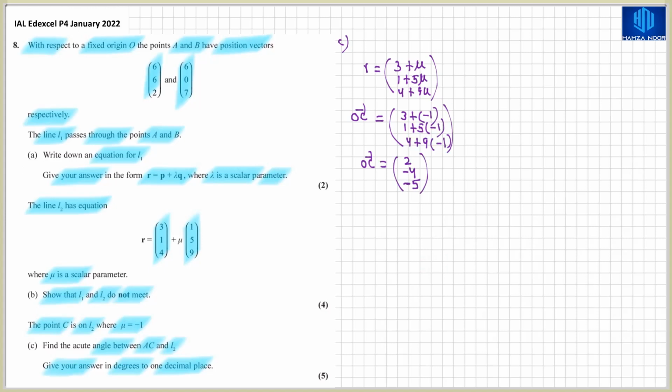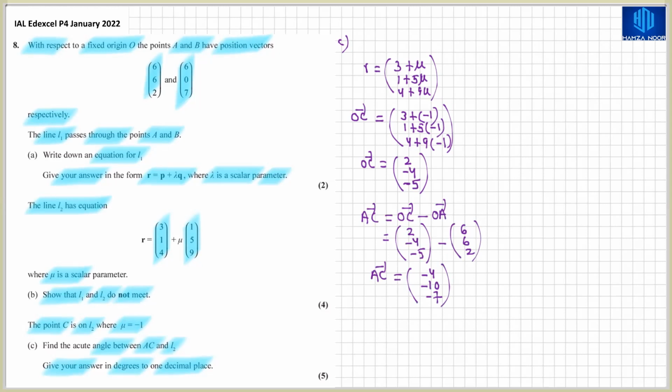So as we want to find the angle between AC and the line L2, first of all, we are going to find the AC vector according to the vector subtraction law. AC is equal to OC minus OA. So OC is basically (2, -4, -5), and the OA vector is given to us in the question, which is (6, 6, 2). So therefore we can say that the AC vector is equal to (-4, -10, -7).